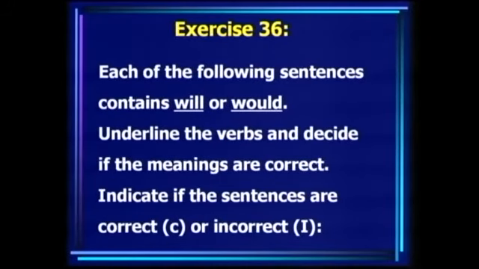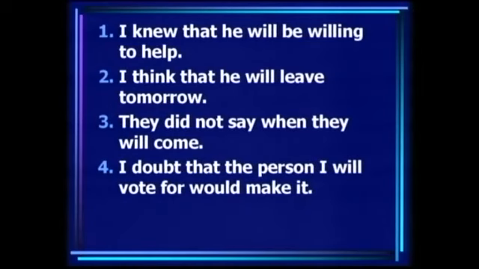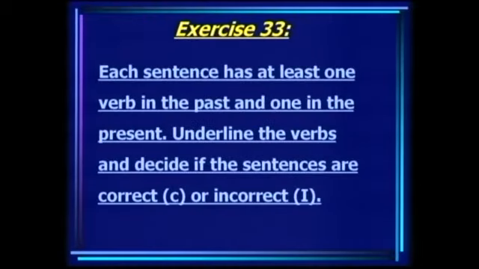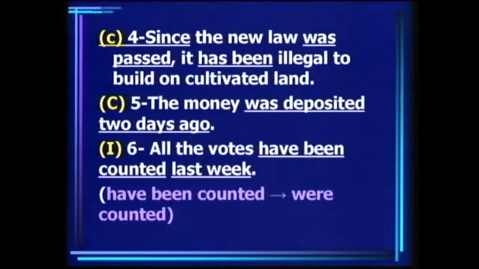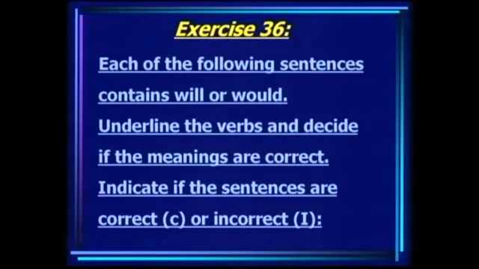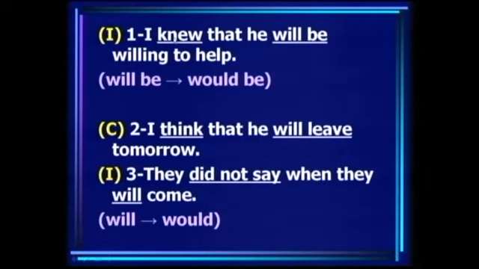Type. Let's look at exercise 36. Each of the following sentences contains will or would. Underline the verbs and decide if the meanings are correct. Indicate if the sentences are correct or not. Let's look at that in the answer key. We have it in the answer key. طيب. That's the one. I knew that he will be willing to help. ما أقولش I knew that he will be. I knew that he would be.